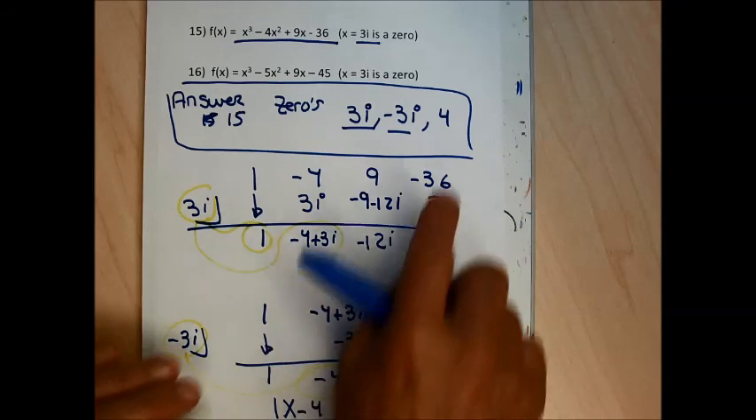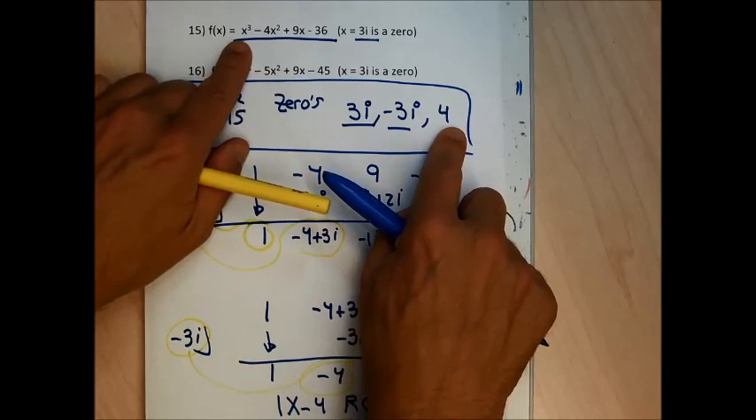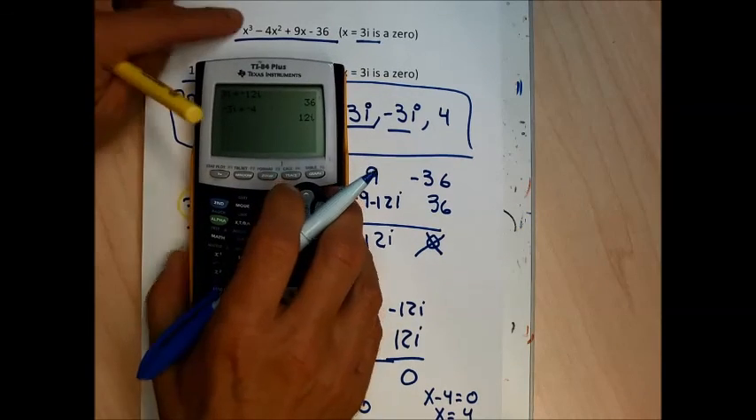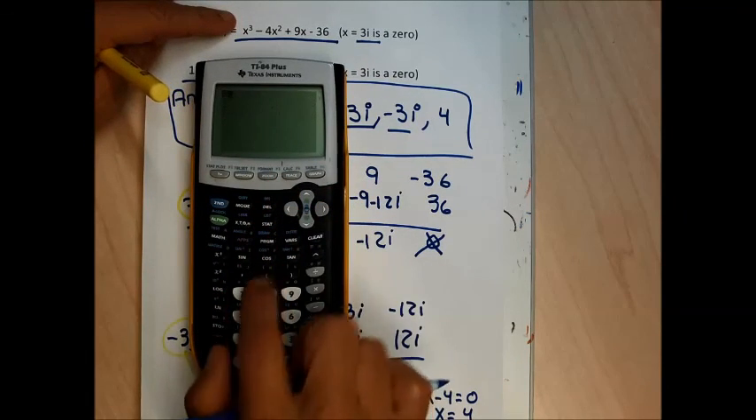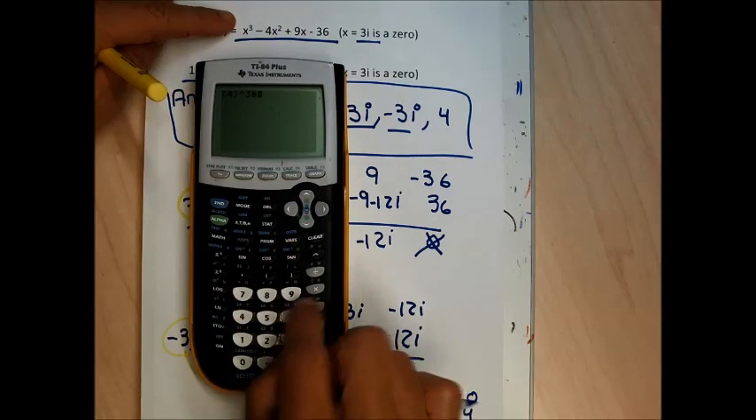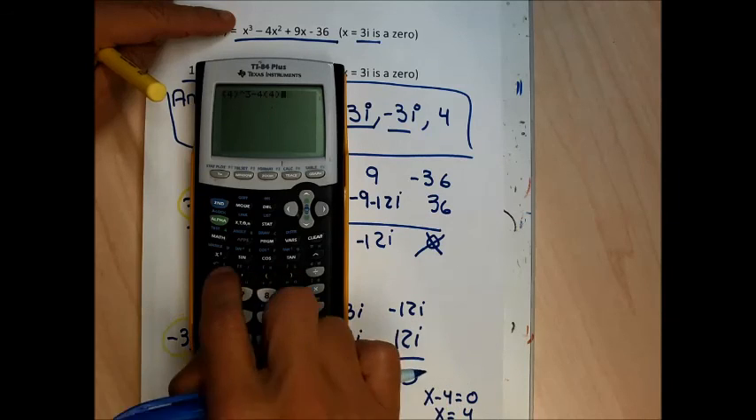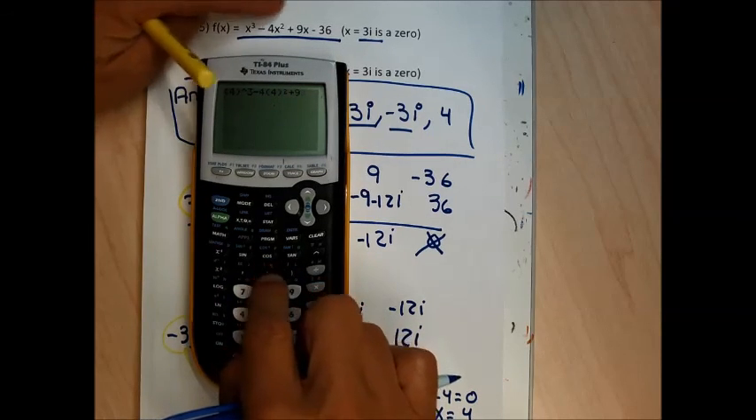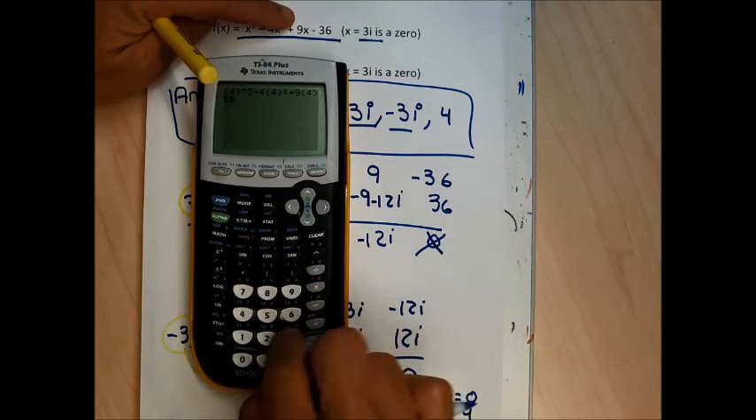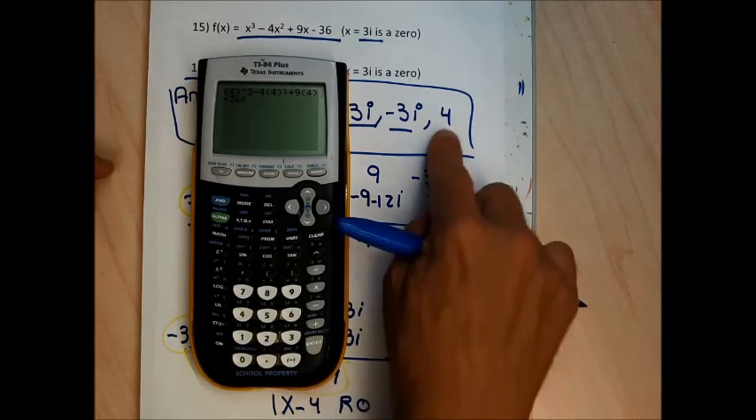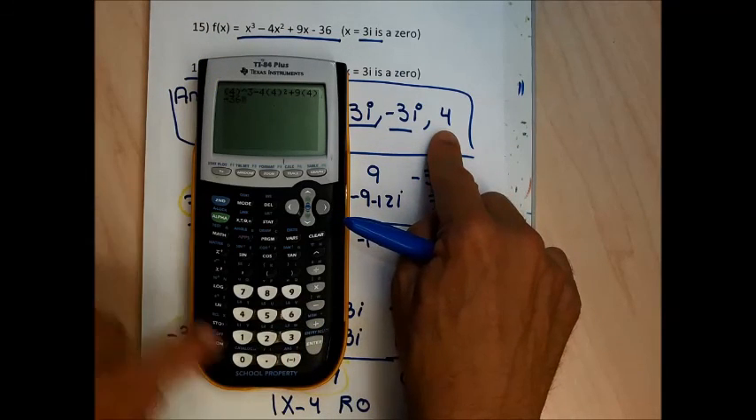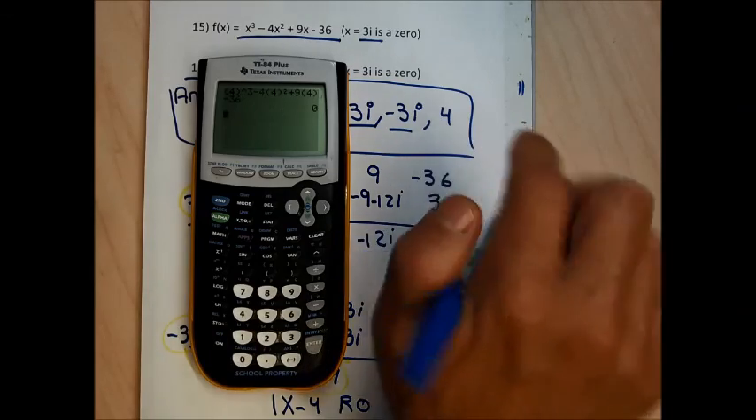You can check these real quickly. Let me check the 4 by just plugging 4 in for each one of those x's, going parentheses 4 up arrow cubed minus 4 parentheses 4 squared plus 9 times 4 minus 36. The only way that this 4 is correct is if when I hit enter I get 0. And it does, so I know that's correct.